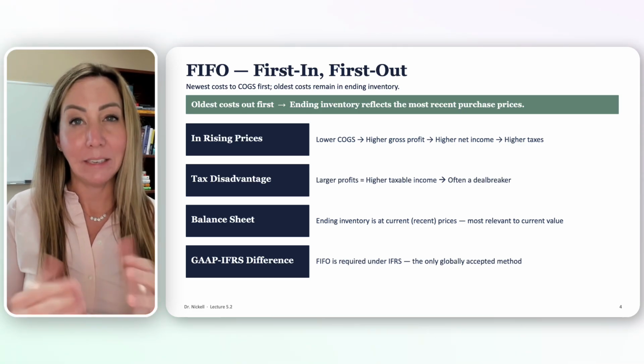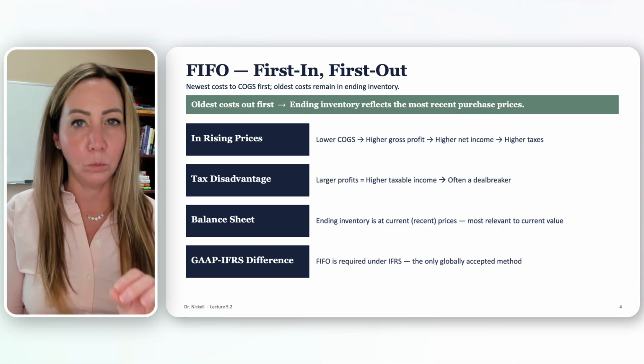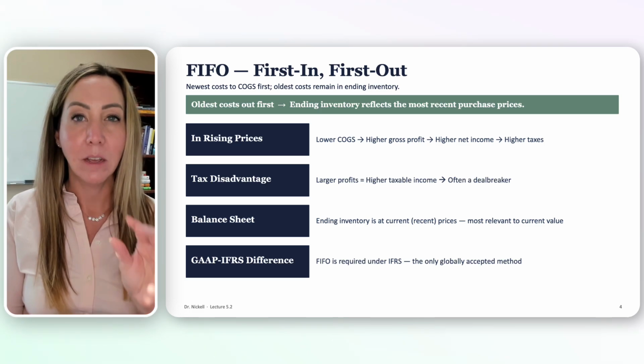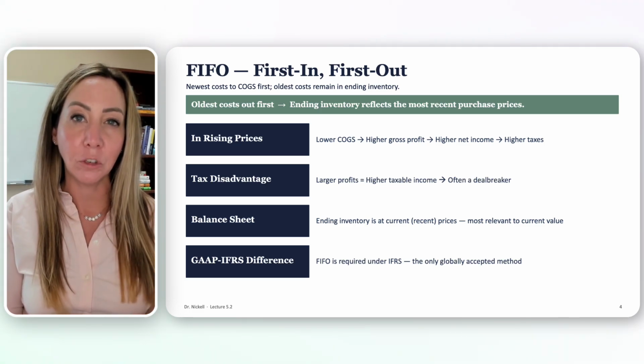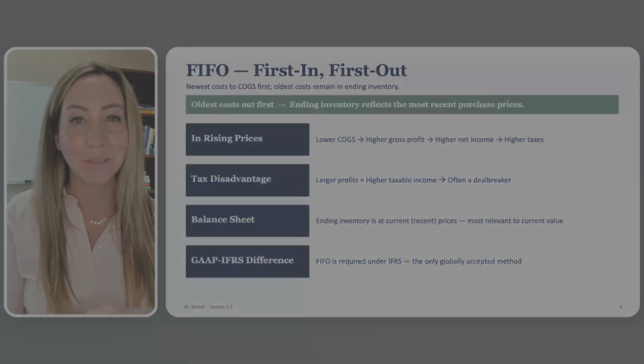FIFO is the most widely used method globally and is the only acceptable method under IFRS. When comparing US companies to international peers, FIFO is the most common ground.